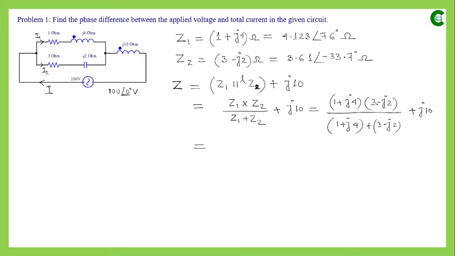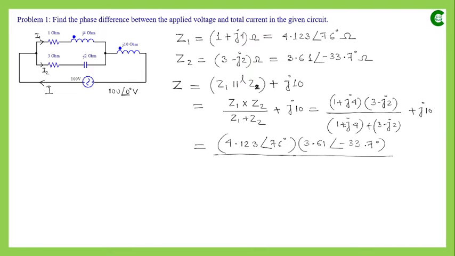Now these two values we are multiplying, and we know if the values are given in polar form, then it is easier for us to multiply those values. So in place of these values which are given in rectangular form, we will use the values in polar form. So it will be 4.123 and angle is 76 degree, and with that the other value which is 3.61 and the angle is minus 33.7 degree, and in the denominator we are just adding those two values, so it will be easier for us if they are represented in rectangular form, which is already given.